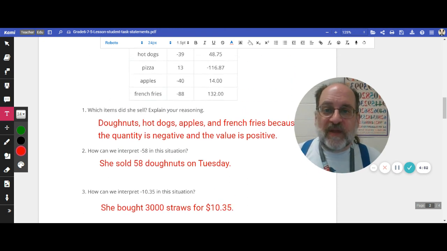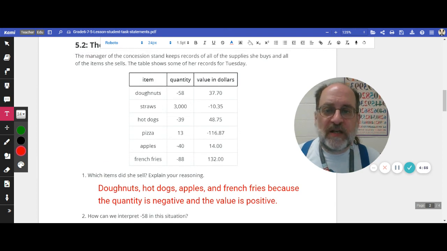One of the things we want to get from this is that when these quantities are negative, that means she has less of them, so she's selling donuts. When the number is negative, that means she is spending that money. She has less of that money.